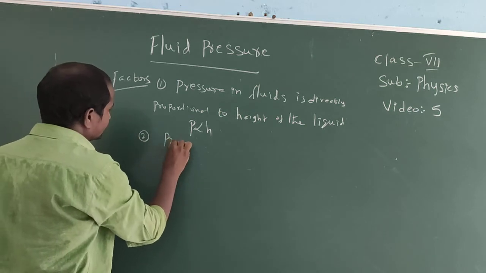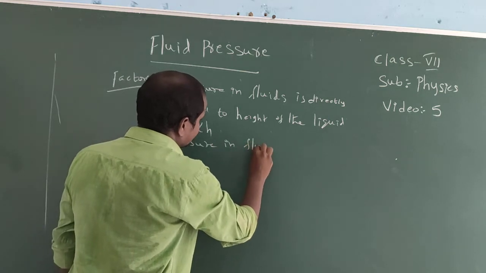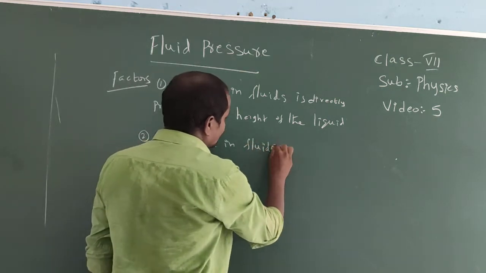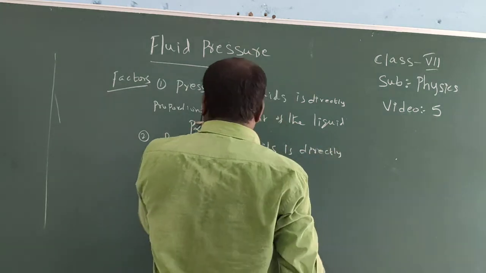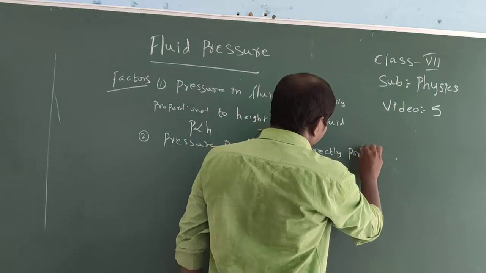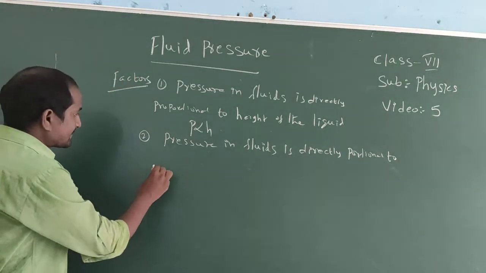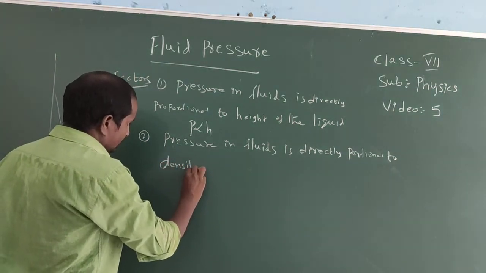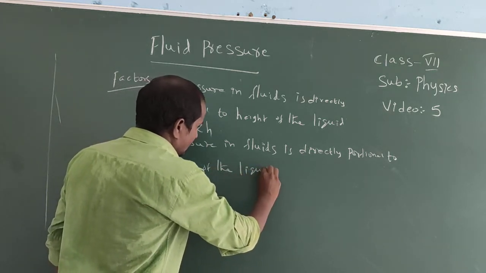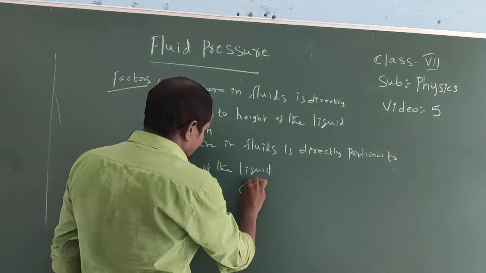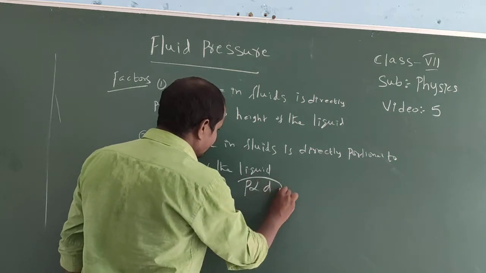Second one, pressure in fluids is directly proportional to density of the liquid. That means P is directly proportional to density.